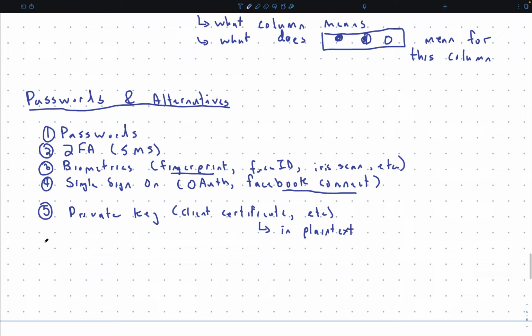Okay, so security questions I'm going to put over here, as these are kind of what I call password adjacent. They're not a true alternative to passwords. What they are is a recovery mechanism. So if I forgot my password, I use them as a way to recover. Sometimes they're thrown in almost like a second factor, so in that case you could maybe list them here. But anyways, I consider them more of a recovery thing.